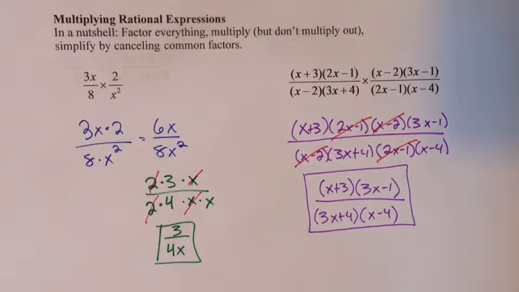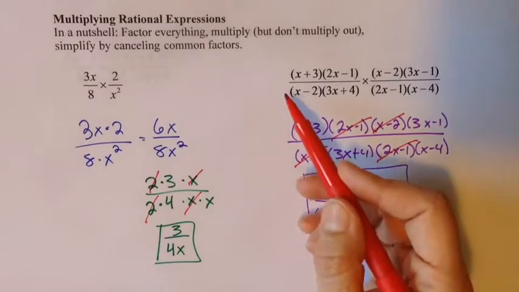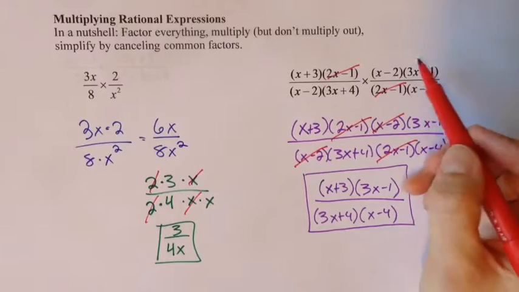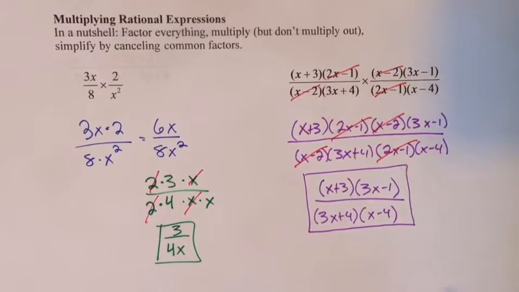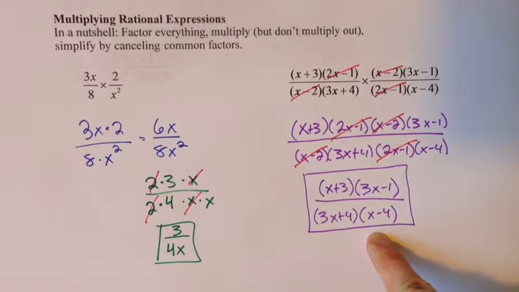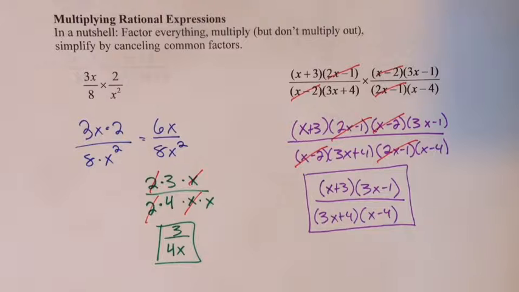Finally, before I move on from this example, I want to point something out to you. You may remember back when you were multiplying just fractions with numbers that you could cancel before or after you did the multiplication. The same thing is true here. I could have looked at this problem and canceled a 2x minus 1 from top and bottom and an x minus 2 from top and bottom and then multiplied straight across, and I would have ended up with exactly the same answer. That's always the case. You can either multiply and then cancel, or cancel and then multiply.